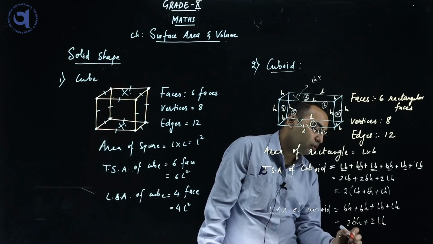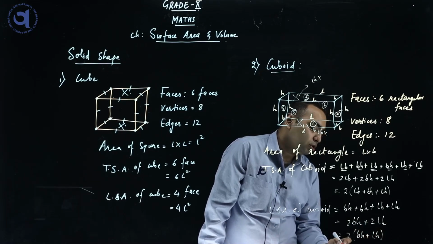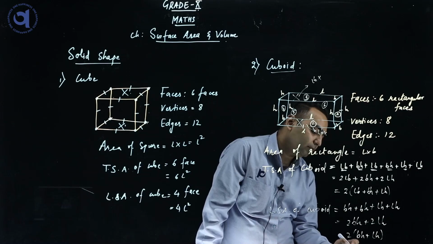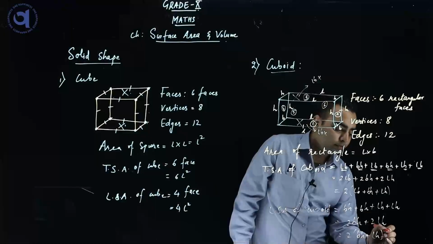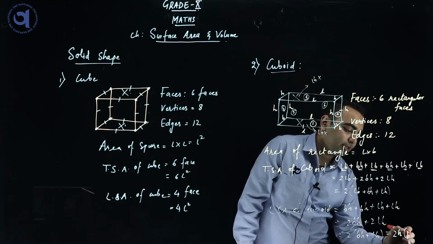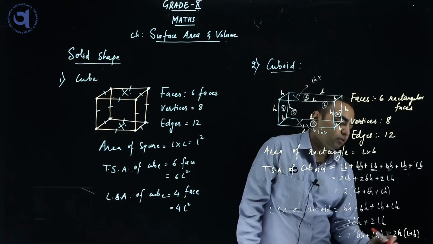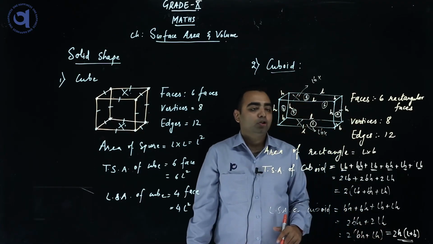We can take 2 as common. So this is BH plus LH. Also you can see the height is common. So we can write 2H into B plus L, which is equal to 2H into L plus B. So this will be the formula for finding lateral surface area of cuboid.